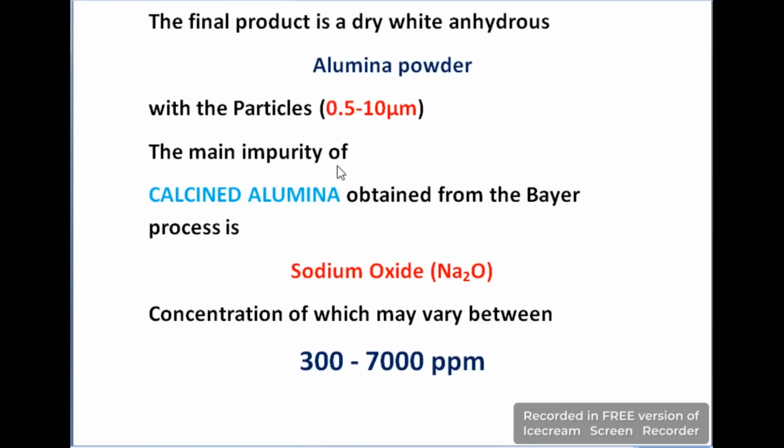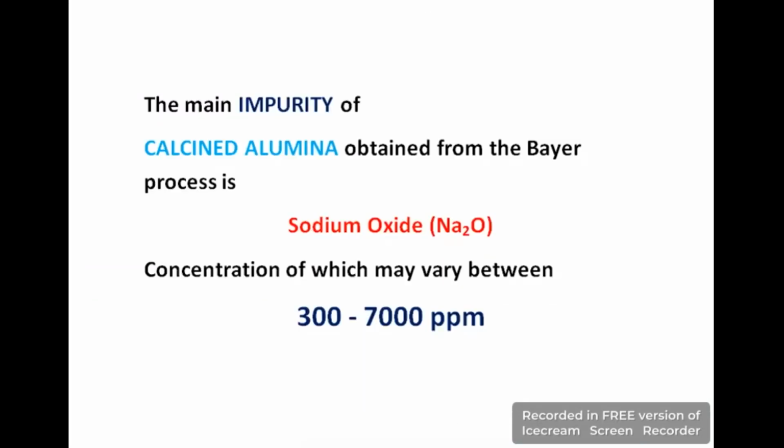So our final product is dry white anhydrous alumina powder of particle size 0.5 to 10 micrometer. During calcination of alumina, the main impurity we get is sodium oxide, which has different concentrations in between 300 to 7000 ppm.